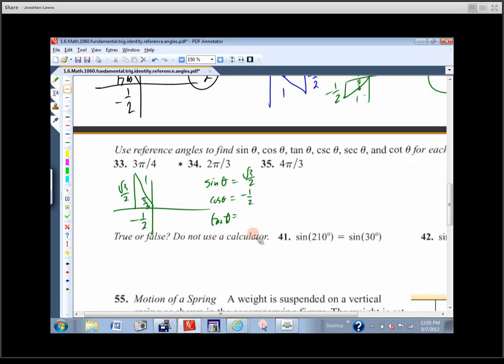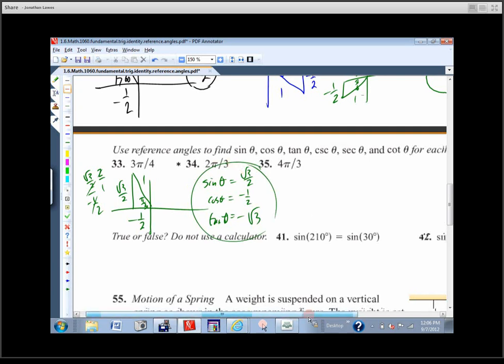Tangent. Tangent is the opposite over the adjacent, or the y over the x. So let's see, if I do radical 3 over 2 over negative 1/2, first of all, my answer is going to be negative for sure. And if I flip this over, that's 2 over 1, so I get negative radical 3. Okay, now there are those 3 answers.